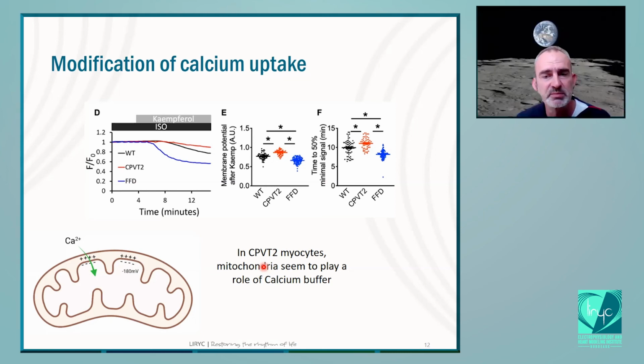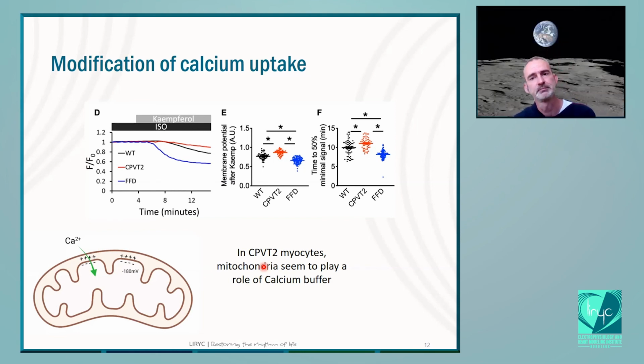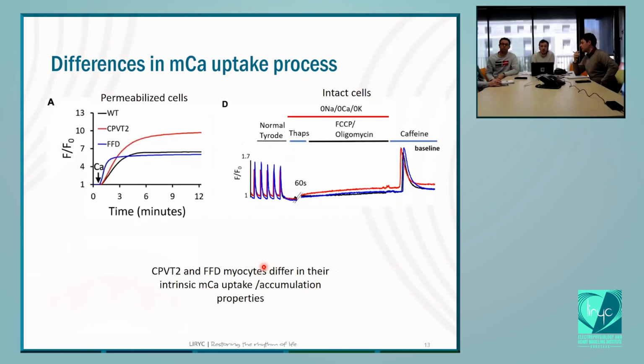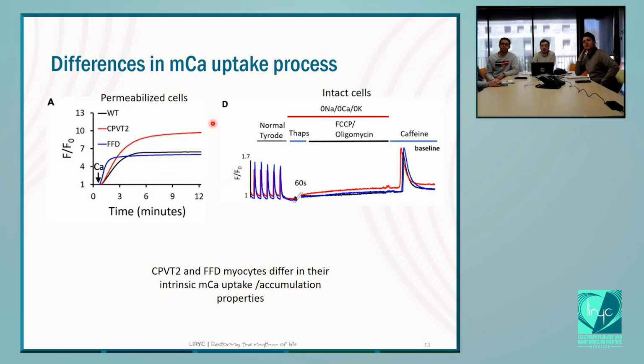Because I was expecting something like an up. I don't know the mechanism of this drug. Okay, so we'll draft anyway. Also here they are saying that in CPVT2 the capacity of the mitochondria to uptake calcium is much higher, but it takes like 6 minutes to achieve this, and this is quite long.